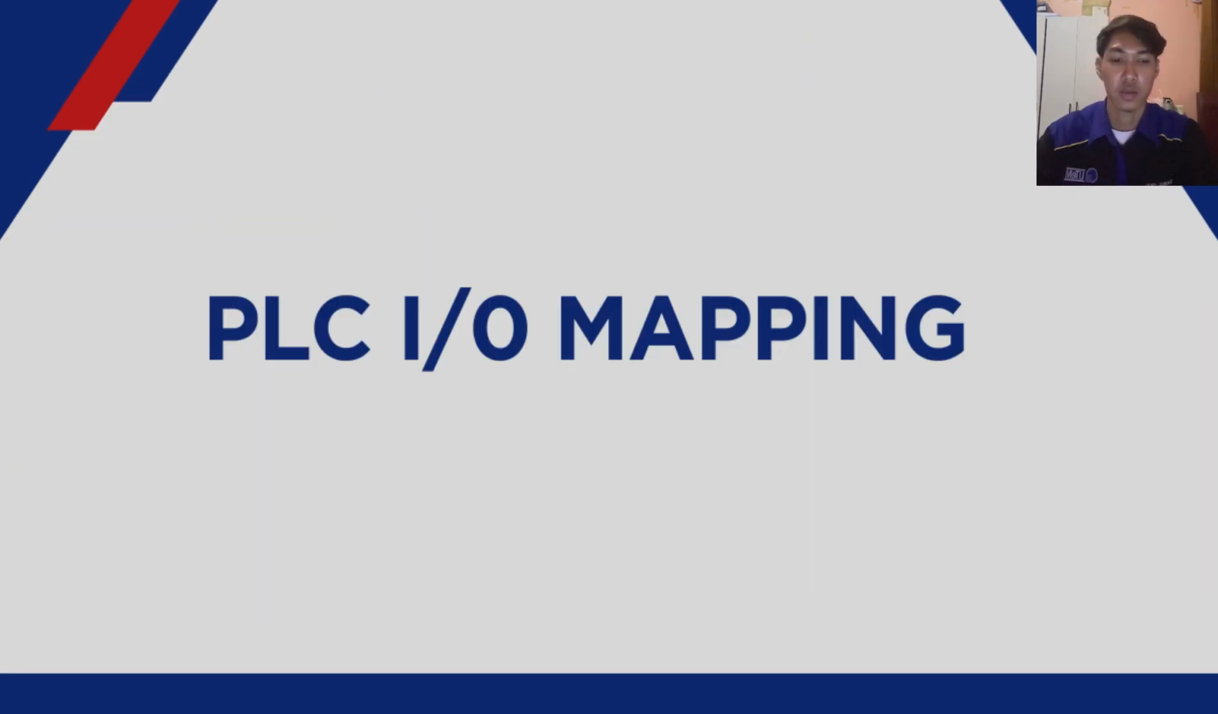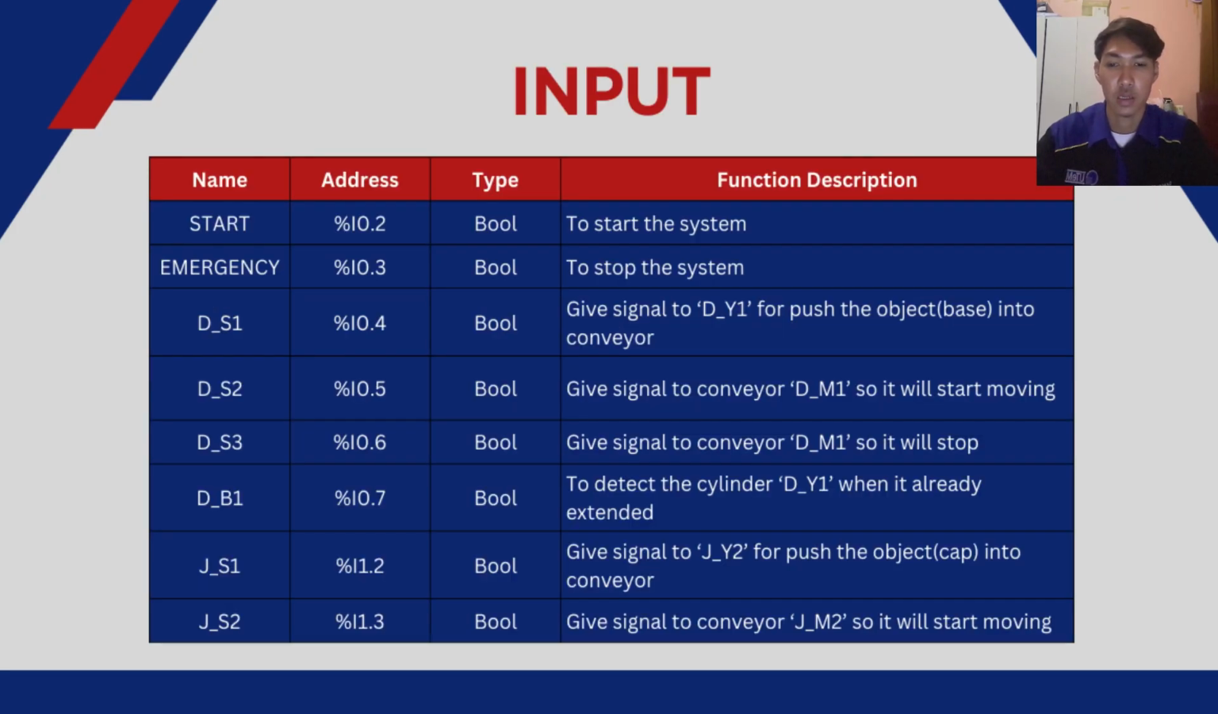For the PLC I/O mapping, input, we are using a start button. The I/O address is I0.2, and the function is to start the system. For the emergency button, we are using address I0.3. The function is to stop the system. For the S1, I0.4 gives a signal to Y1 to push the object onto the conveyor.